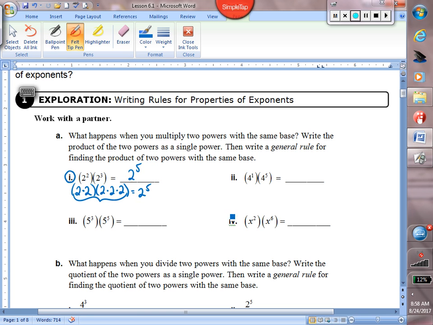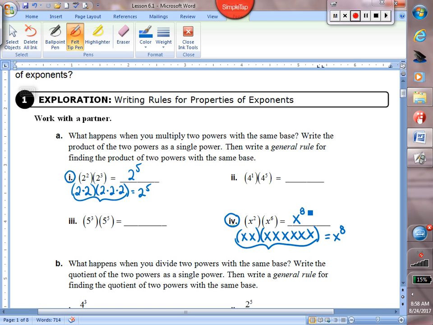Let's take a look at part 4. Same idea. X to the second power, or x squared if you'd like to say it that way, means x times x. X to the sixth power means x times x times x times x times x times x, 6 times. Now if I look at how many x's are being multiplied together, I count them out and I notice that I have 8 of them. So it's like x to the 8th power.